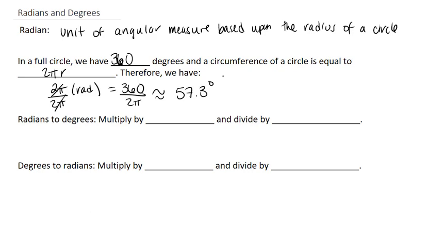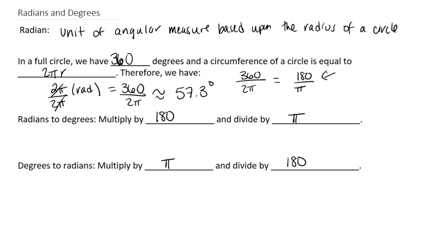So in order for us to convert between radians and degrees, there's a few things to do. From radians to degrees, we multiply by 180 and then divide by pi. Because if you look at this, 360 divided by 2 pi, if we were to reduce this, it would become 180 over pi. Now, to go from degrees to radians, we're going to need to multiply by pi and divide by 180. So we just flip this to go from degrees to radians.